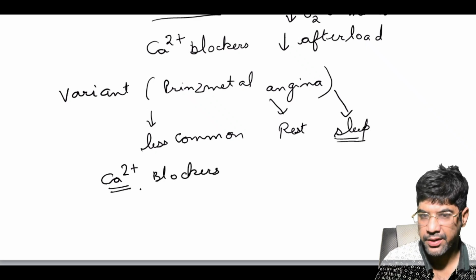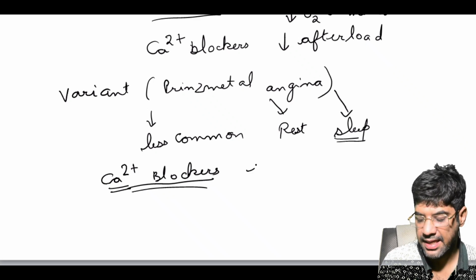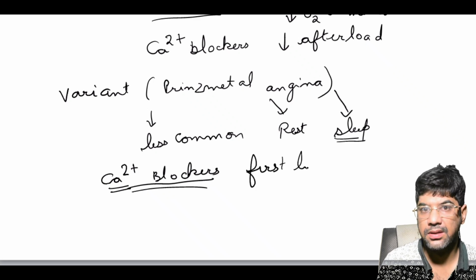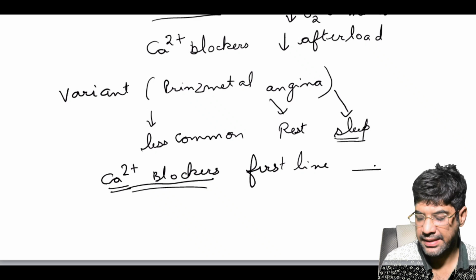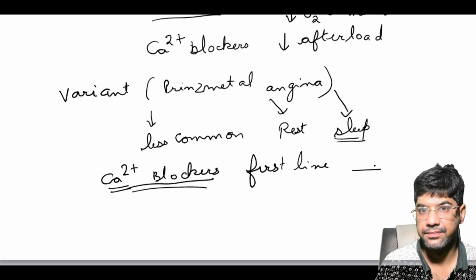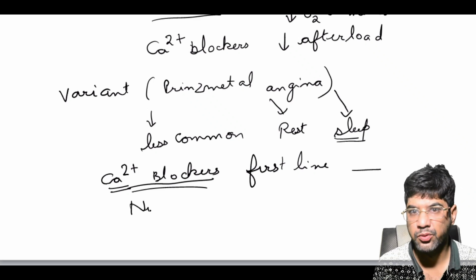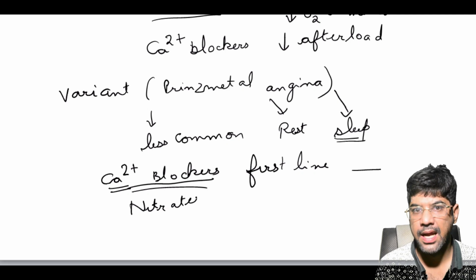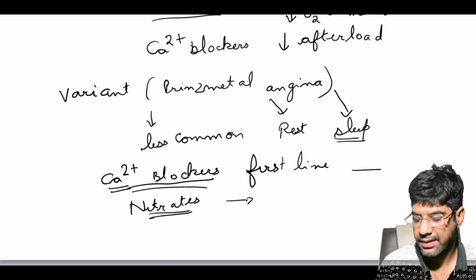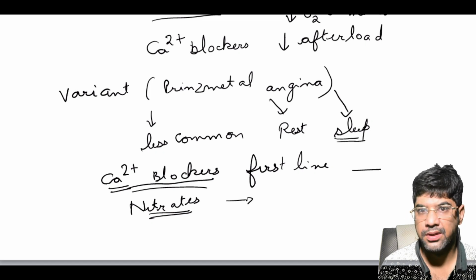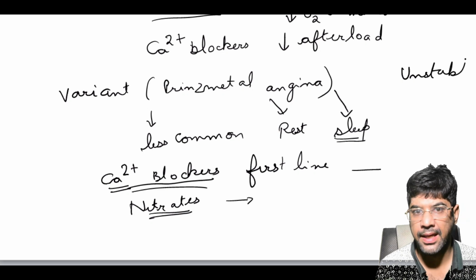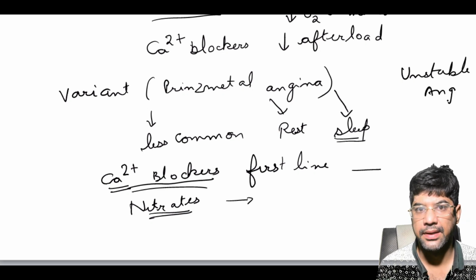The drugs we can use here are calcium channel blockers. They are the first line treatment drugs because they relax the smooth muscle of the coronary artery and hence they prevent the spasm. Nitrates can also be used. These can be used to relieve acute spasm by dilating the coronary arteries.